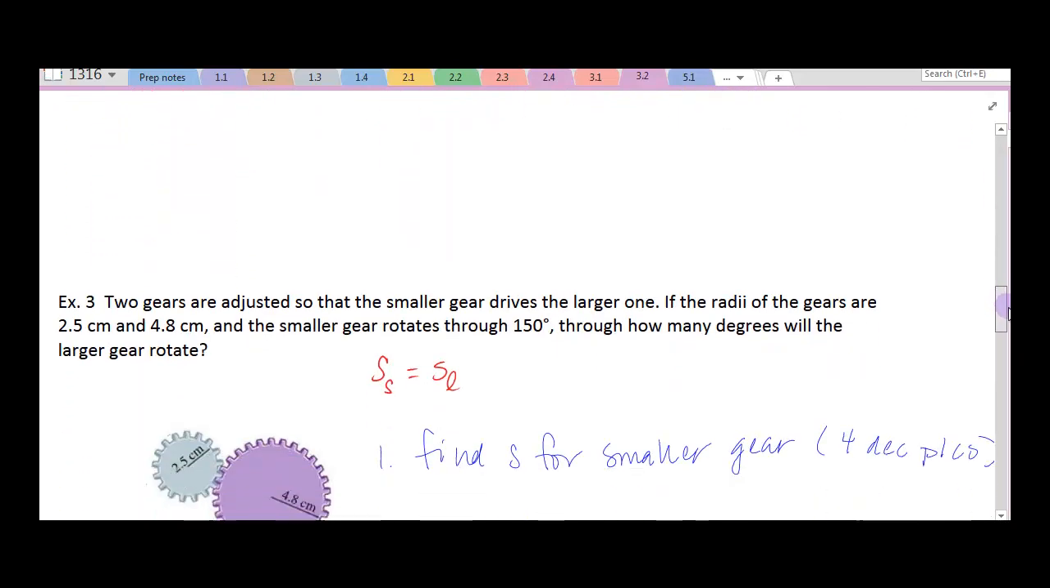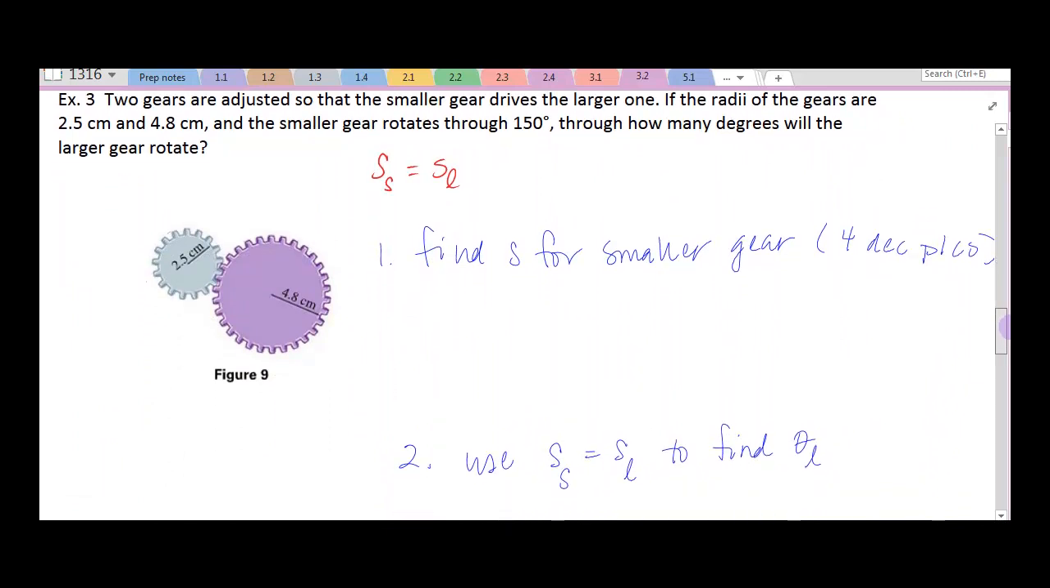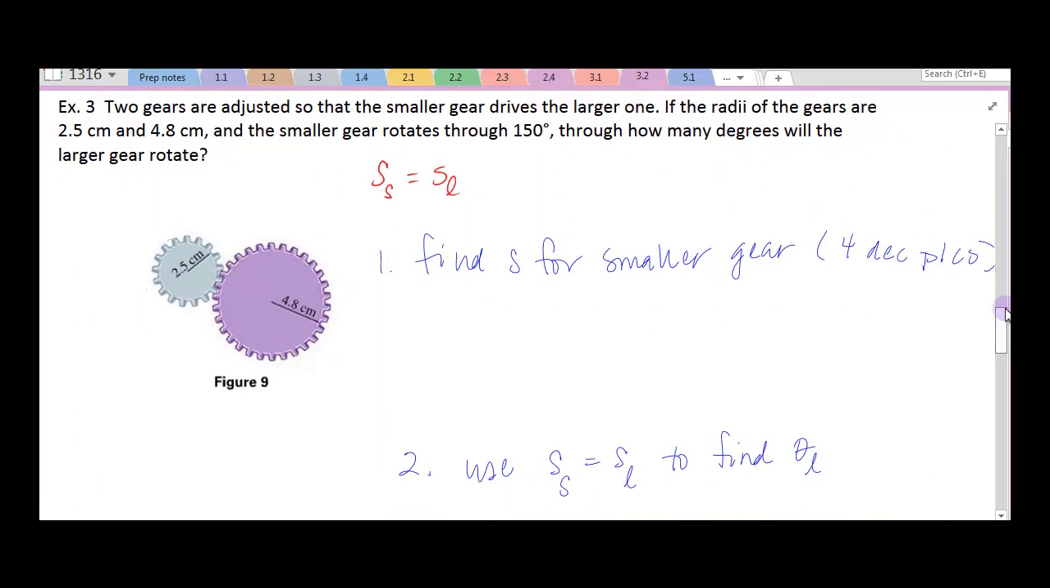Now let's look at one more example here. This example is dealing with two gears. So I have one small gear here that is going to drive the larger one. I know the radius of both of these two gears, and I know, because I'm being told in the paragraph up here, the amount of rotation that the small gear makes. I need to figure out how much rotation that causes the larger gear to have.